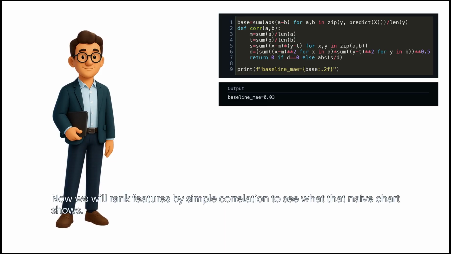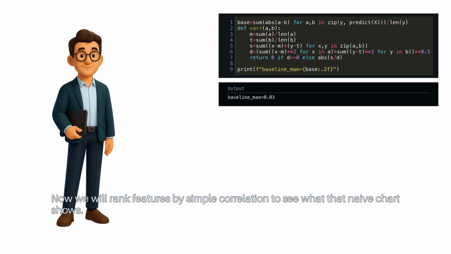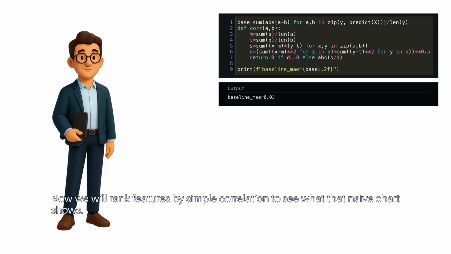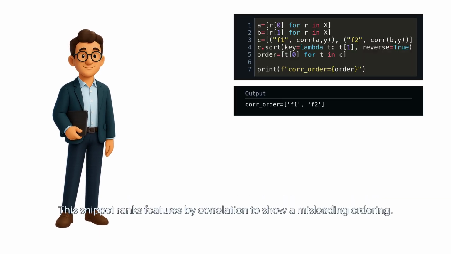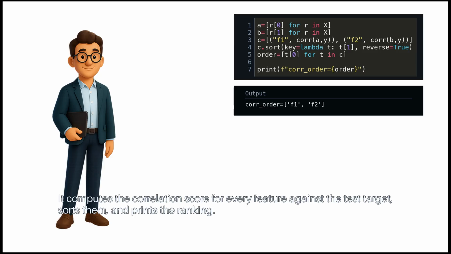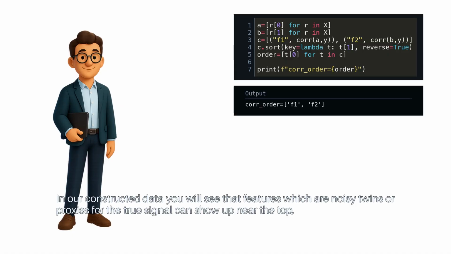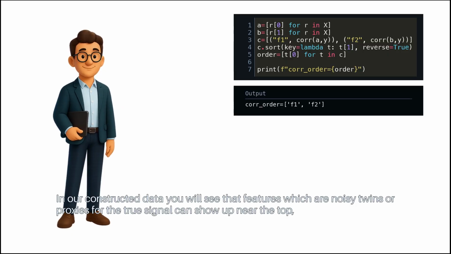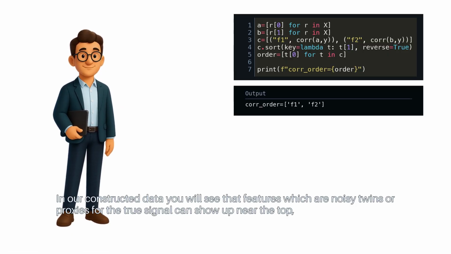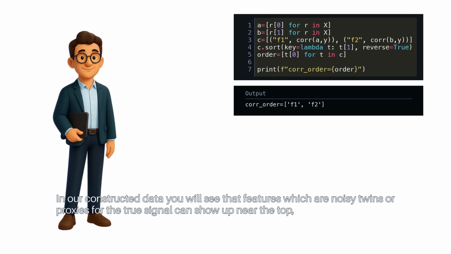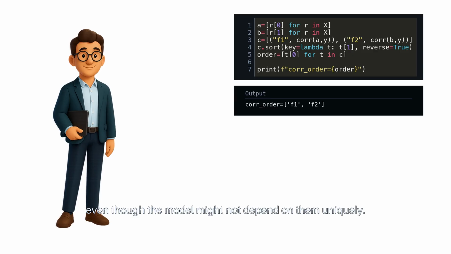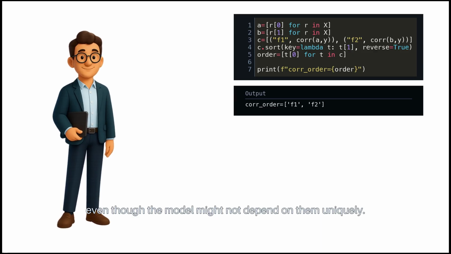Now we will rank features by simple correlation to see what that naive chart shows. This snippet ranks features by correlation to show a misleading ordering. It computes the correlation score for every feature against the test target, sorts them, and prints the ranking. In our constructed data, you will see that features which are noisy twins or proxies for the true signal can show up near the top, even though the model might not depend on them uniquely.